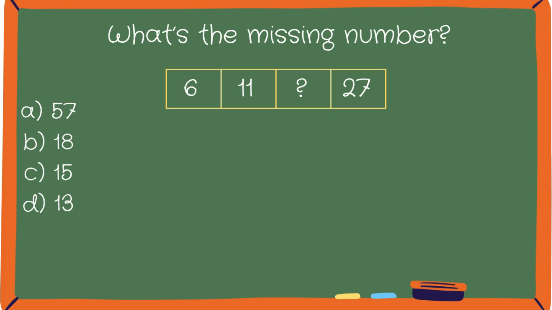Let's analyze the alternatives. Alternative A, 57, B, 18, C, 15, and letter D, 13. What will the answer be? A, B, C, or D?